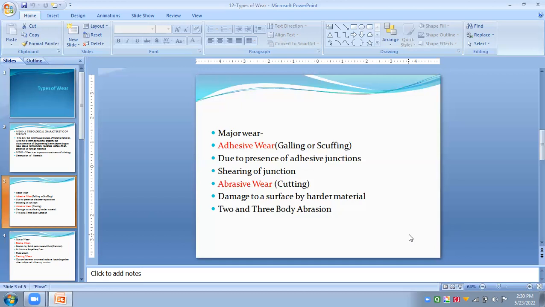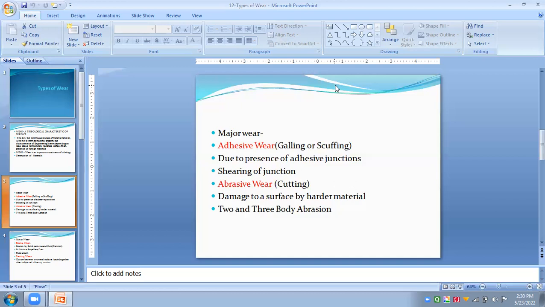So the amount of wear depends on the position at which the junction is sheared. If the junction is sheared at the position of the interface, then the wear is negligible to zero. If the junction is sheared away from the interface, then the metal is transferred from one surface to another surface.